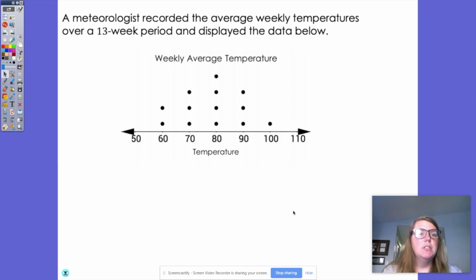So here's an example of a dot plot. A meteorologist recorded the average weekly temperatures over a 13-week period and displayed the data below. You can see that the data looks pretty normal here, with 67 clustered around 80 being the most.